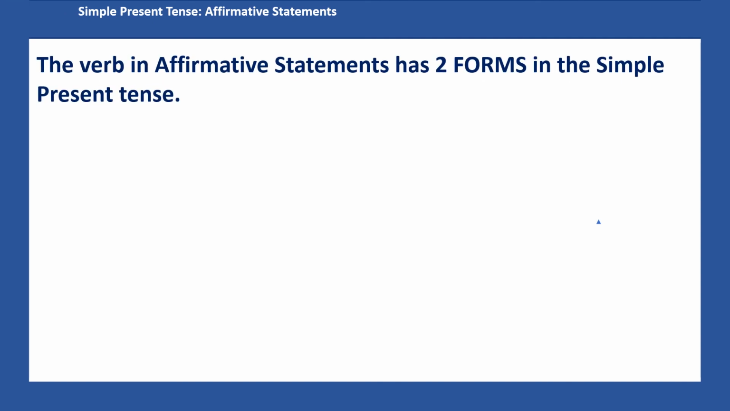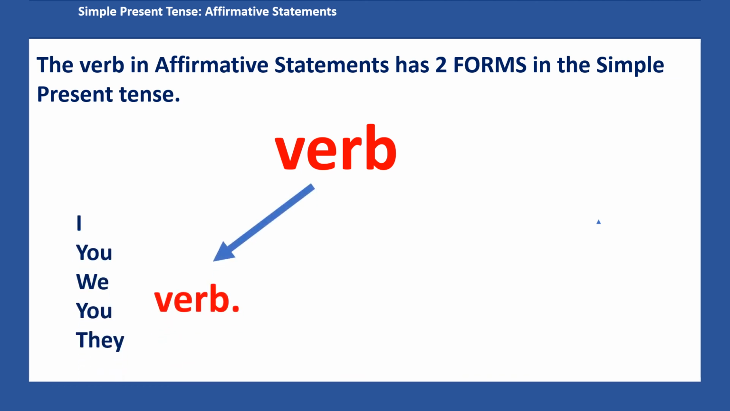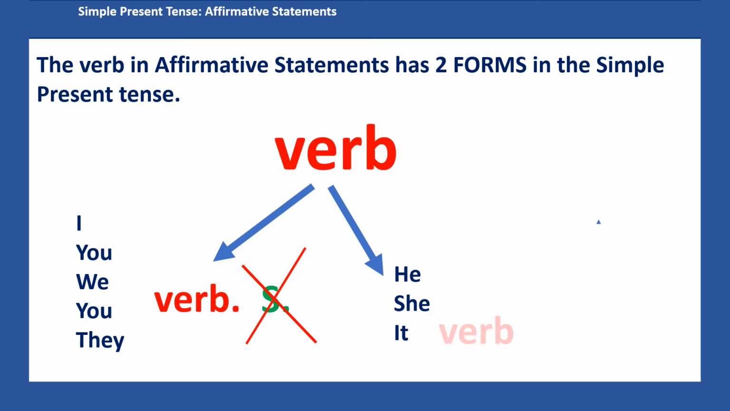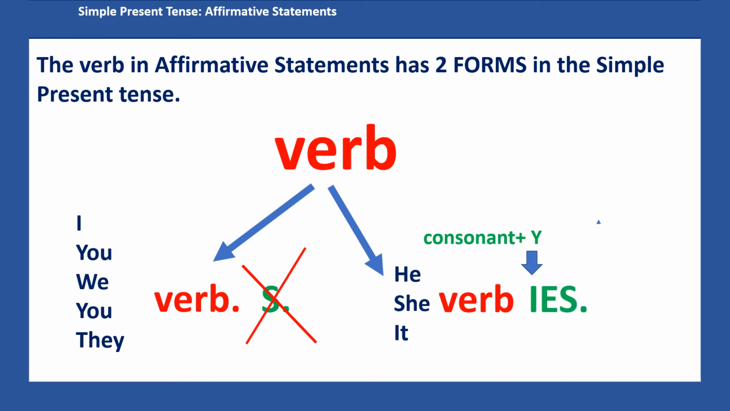Let's review what we've learned. So the verb in the affirmative statement has two forms in the simple present. So we have the verb, and then we have I work, you work, they work. Now we learned that with he, she, it, if the verb has a consonant plus a y, you change the y to I and you add es.